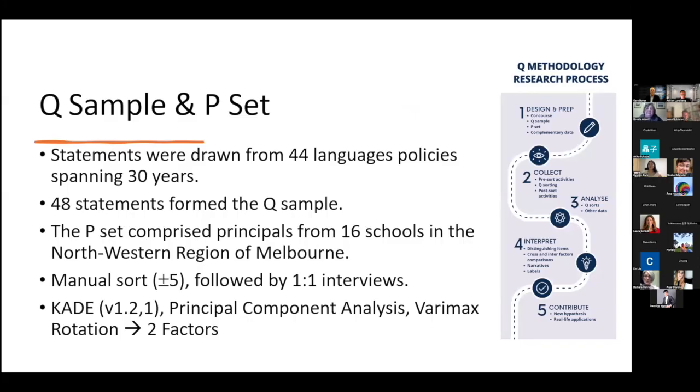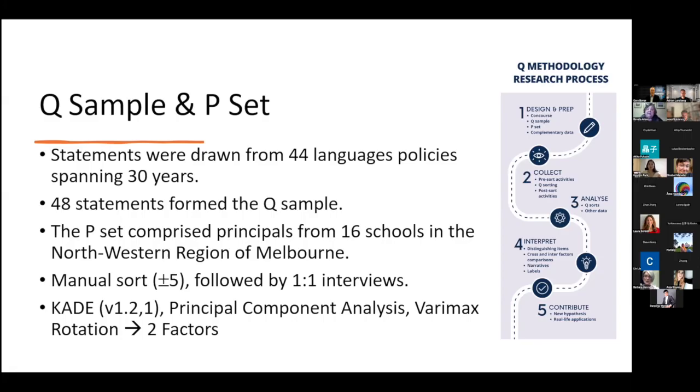Q sample and P set, with our lovely picture. Having seen the impact that policy documents can have on the implementation of programs and on the school's discursive reality, the concourse was drawn from 44 policy documents spanning 30 years. Just under 300 statements dealing with recurring themes were selected.